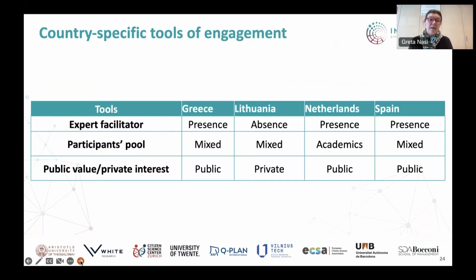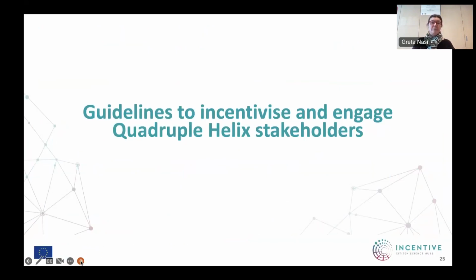And the interesting thing is that when it comes to the expert facilitator, in general terms, it is in person. And when it comes to the participant pools, as you saw, it's mixed for everybody but the Netherlands. And when it comes to the interest, you also see a difference. There's more a public interest for the well-being of the community over a private interest that is explicit in one country. So this again would lead to further investigating the nature and the values underpinning this interest and leveraging communication on these elements in order to stimulate participation.